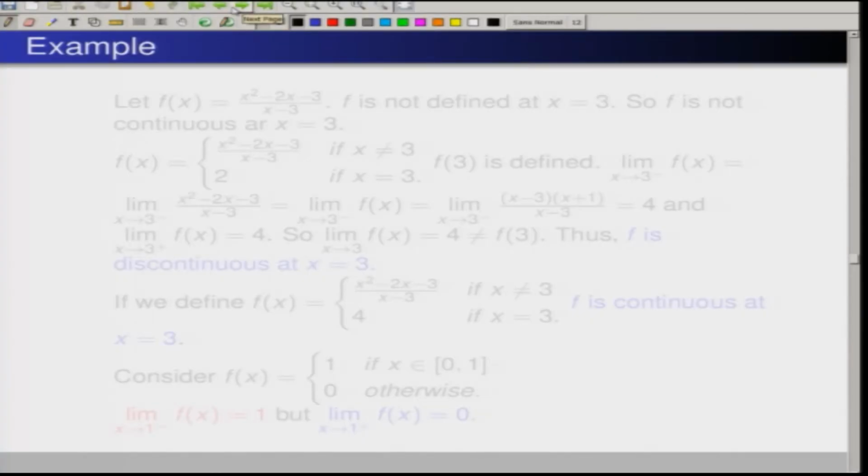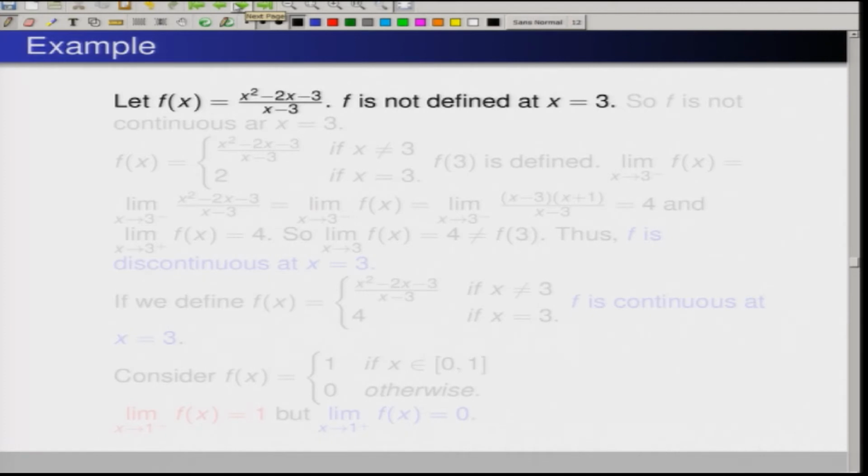Okay, now let us look at a few concrete examples. We define f of x equal to x square minus 2x minus 3 divided by x minus 3. Here you can see that f is not defined at x equal to 3, because the denominator is going to be 0. So, safely you can say that f is not continuous at x equal to 3.